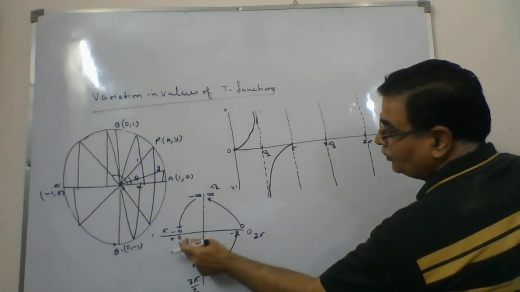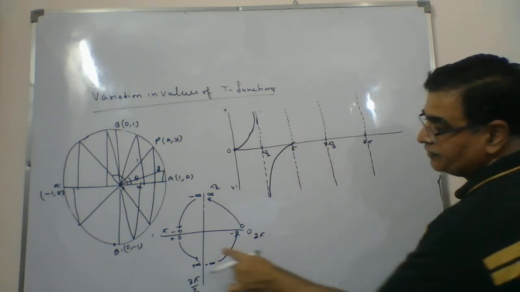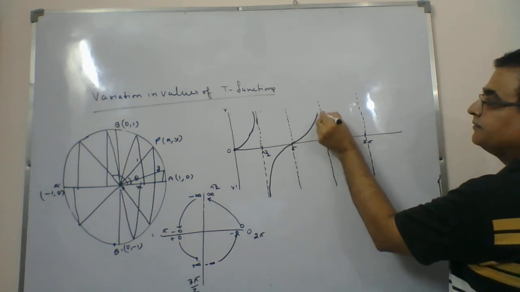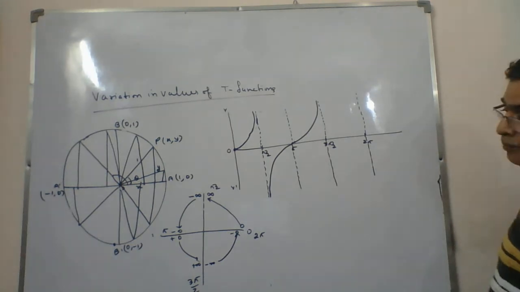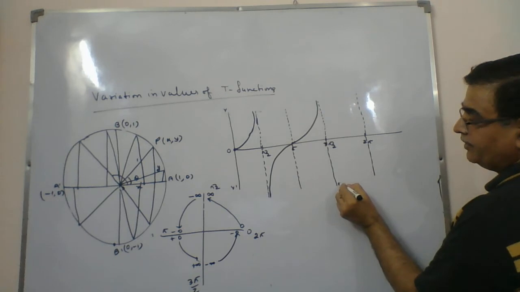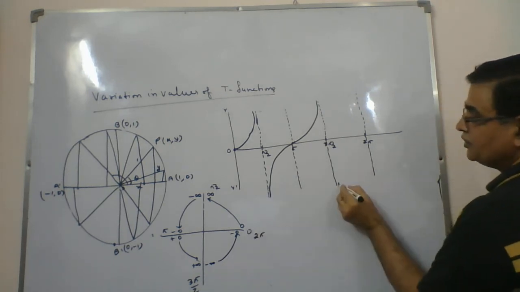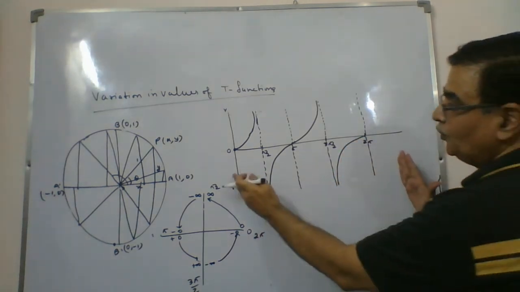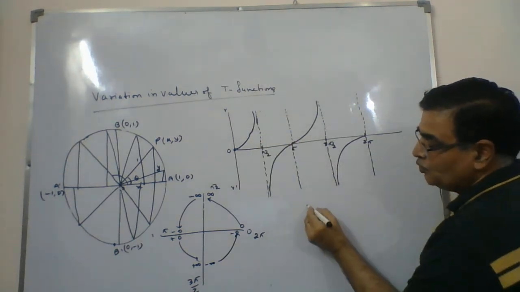At pi it is 0, then it will go again. This is the negative side of 0, and then it will go from the positive side of 0, and go to infinity. When you reach 3 pi by 2, it will go to positive infinity. So it will be 3 pi by 2. Then after 3 pi by 2, it will start again from minus infinity, somewhere here, and reach 0. It reaches here.